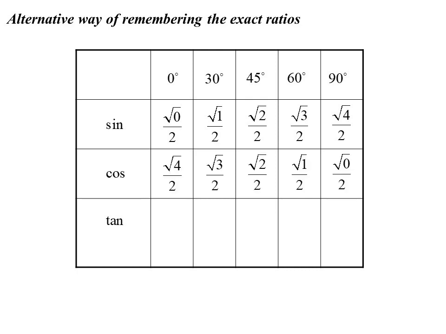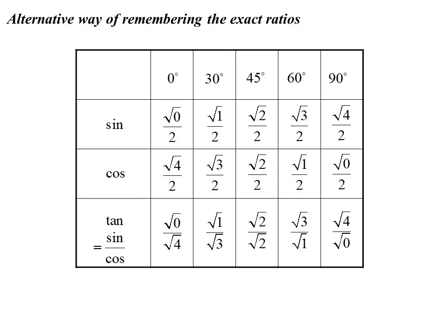Cosine then reads backwards because they're the complement. And tan, well, we know tan is sine divided by cos. The denominators are the same, so that's nice. So I'm just looking at the numerators of each. So we get √0 on √4, √1 on √3, and so on and so on and so on. It's just another way of remembering the ratios.